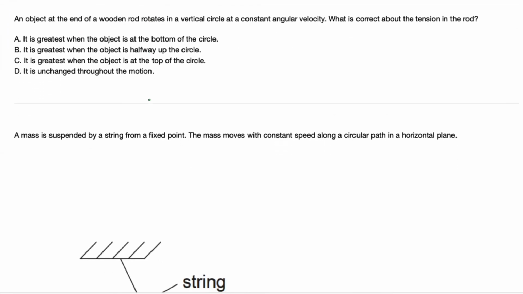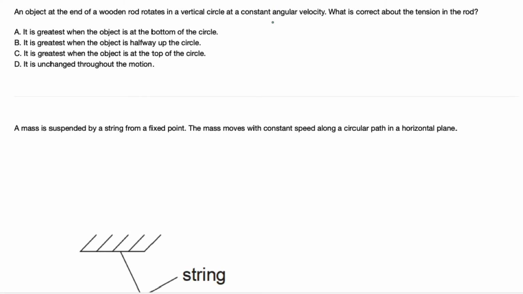An object at the end of a wooden rod rotates in a vertical circle at a constant angular velocity. What is correct about the tension in the rod? It is greatest when the object is at the bottom of the circle, halfway up the circle, at the top of the circle, or the force remains unchanged. To do this, you can draw a circle here. We know at this point it receives a force of gravity. At this point it receives a force of tension, and here also tension, right?